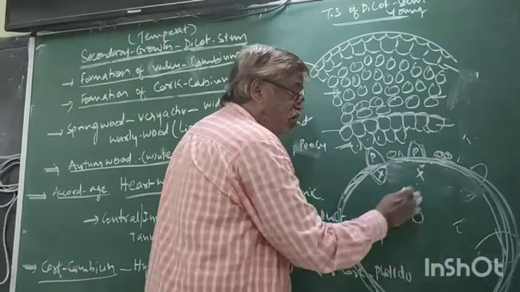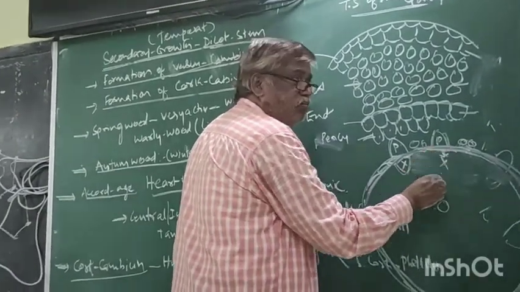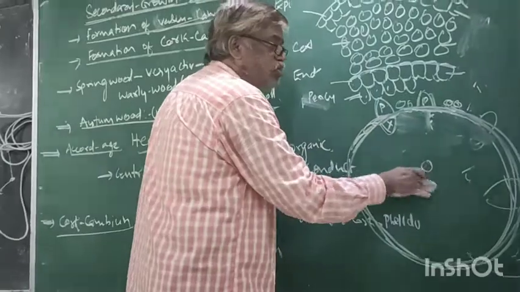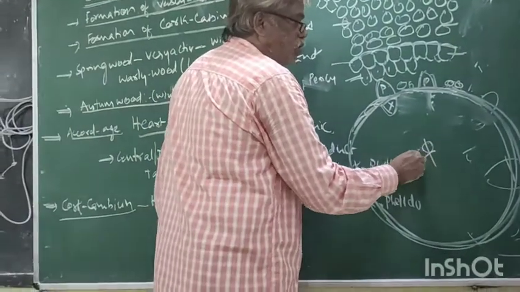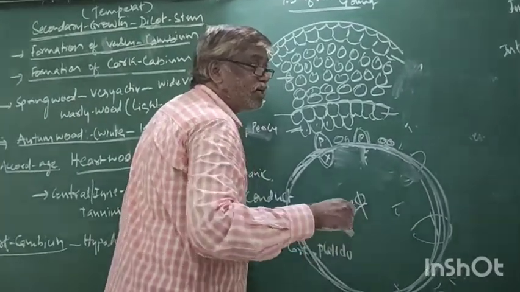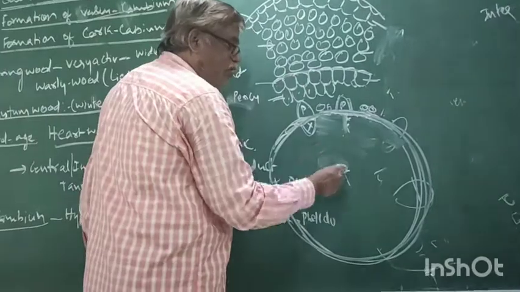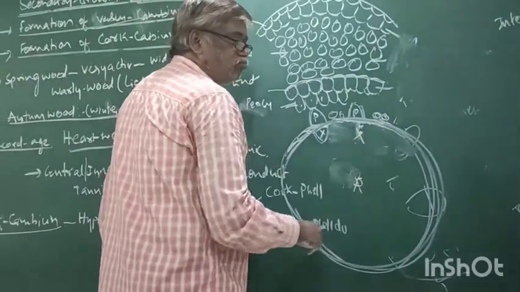Already xylem is there. That is primary xylem. Due to the new synthesis of secondary xylem, the primary xylem moves towards the center. The pith gets the pressure. The pith gradually disappears.